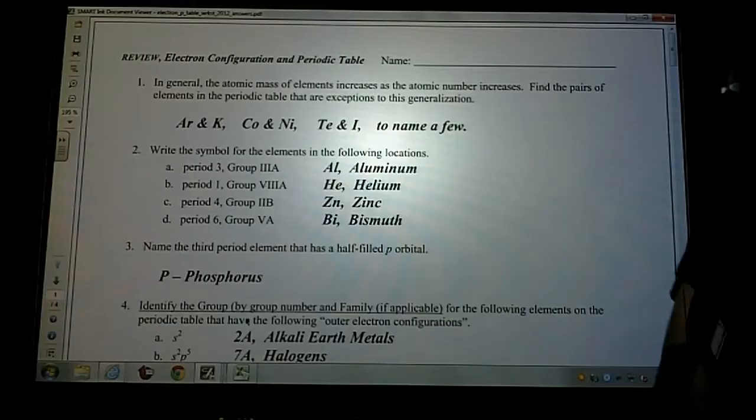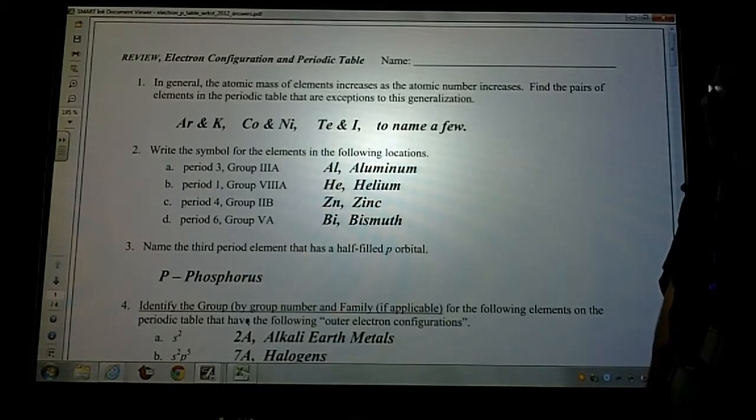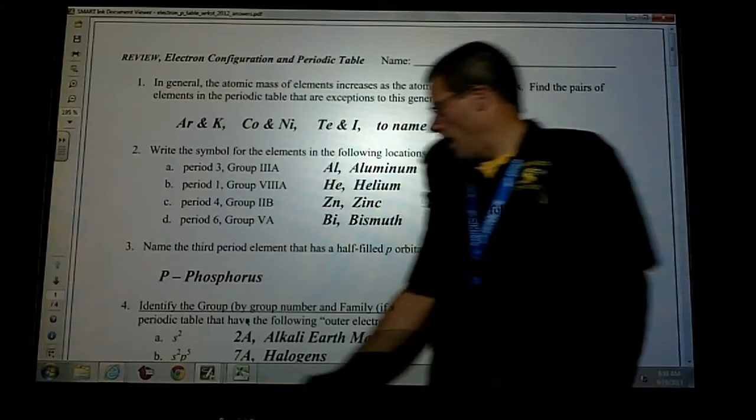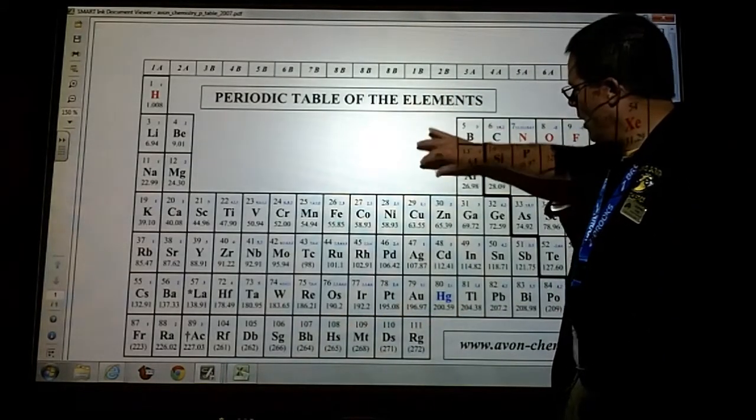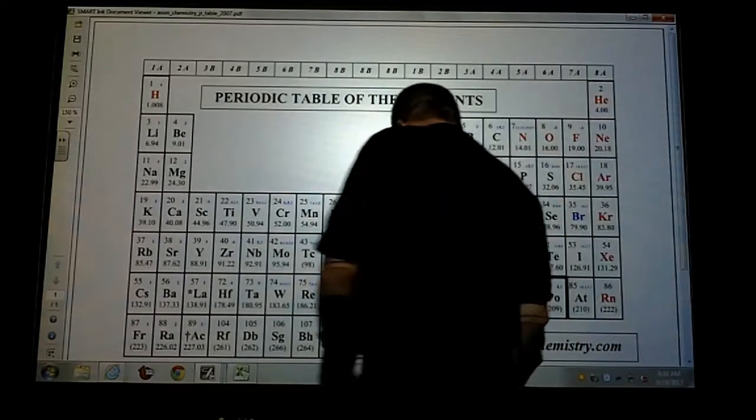Question number 1. It says, in general, the atomic mass of elements increases as the atomic number increases. Find the pairs of elements in the periodic table that are exceptions to this generalization. Now, I wasn't asking you to go through and find every exception, but there were a couple.